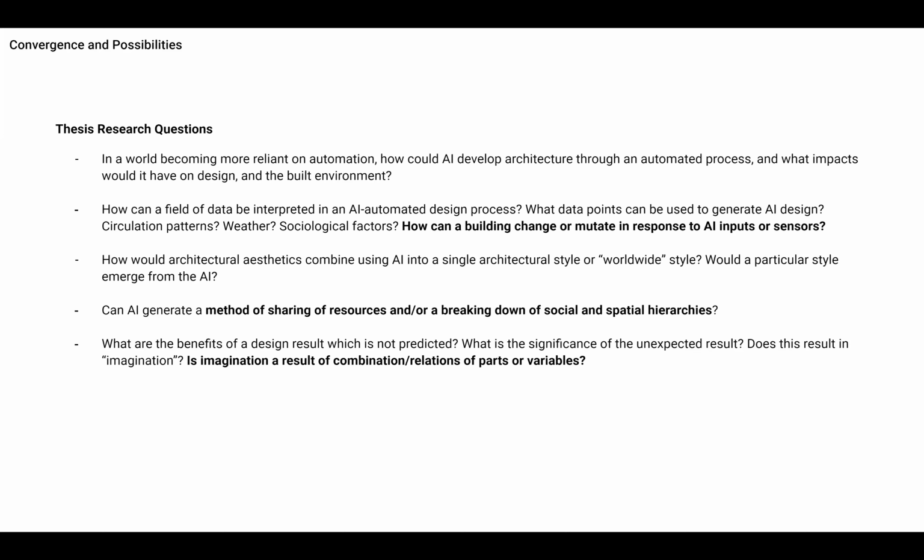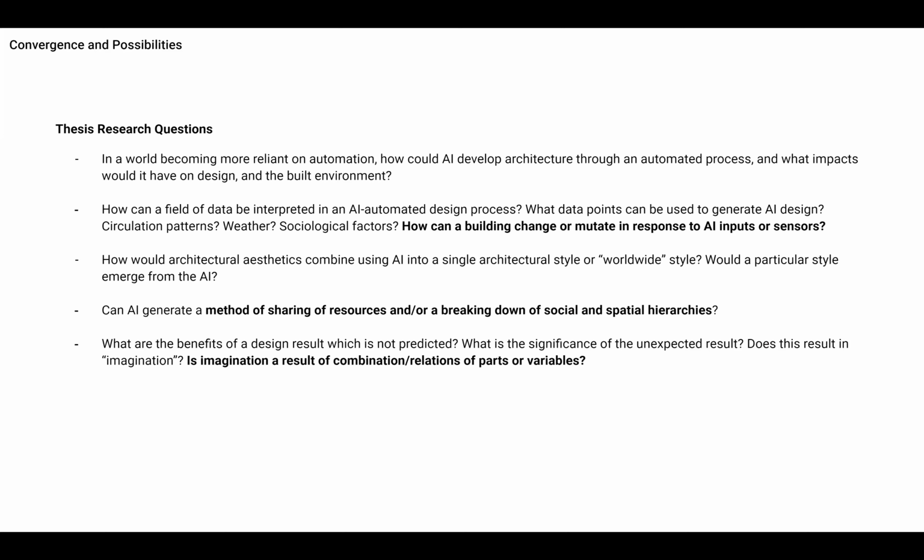So how can a field of data be interpreted by an AI automated design process? What data points would be used? Could those be human or vehicle circulation patterns? Could it be weather, sociological factors, anything like that? Is there a way for a building to change or mutate in response to AI inputs or sensors?